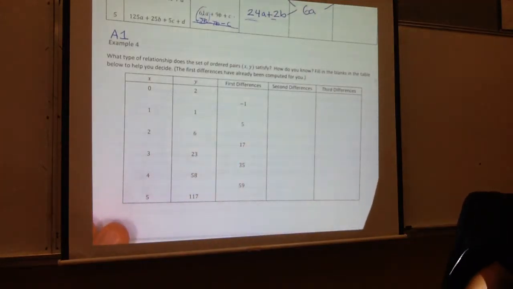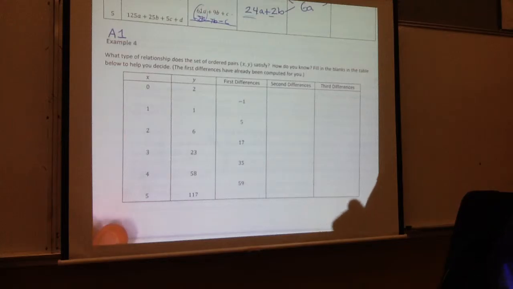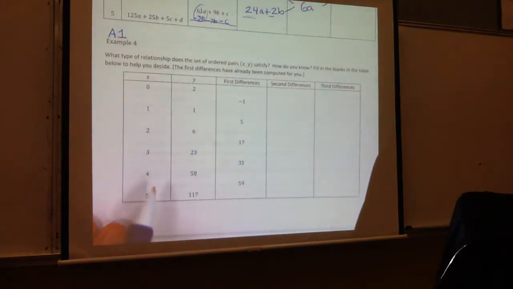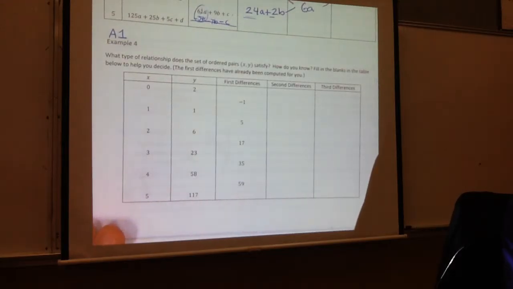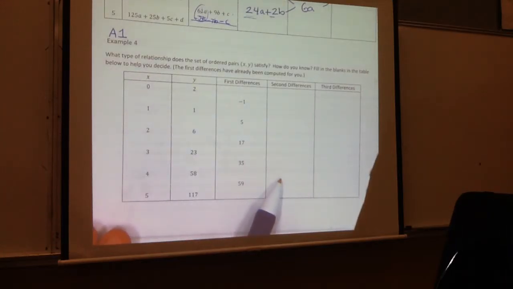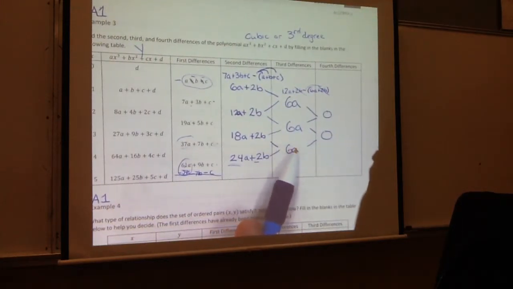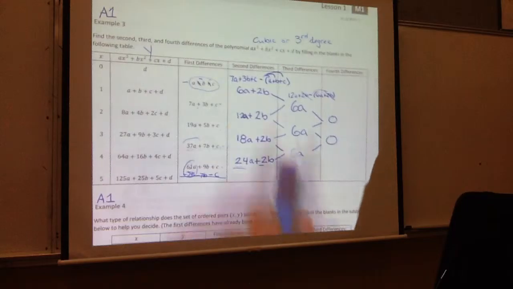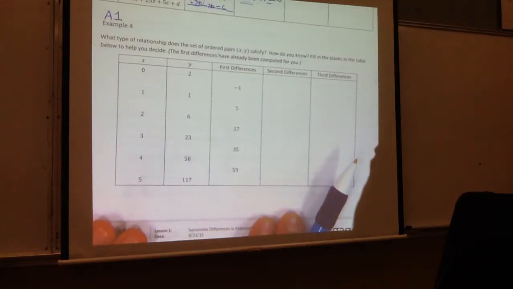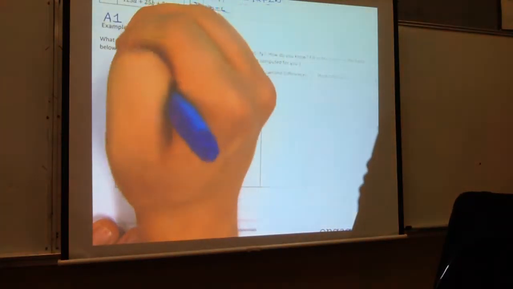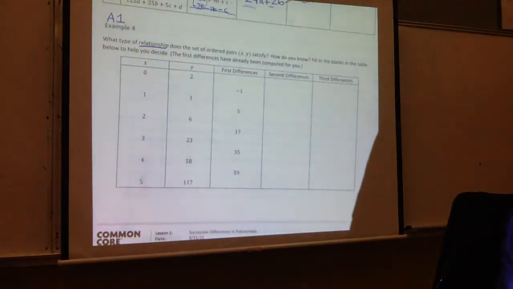So, as we look at this time, they don't give us an equation. They give us the table with numbers. And if we take the generalizations we made from examples 2 and 3, if the second differences are the same, then we know it's a quadratic. And if the third differences are the same, as in this example where all of the third differences were the same, we were dealing with a cubic. So here, we take a look at the differences to help us decide what type of relationship we have.